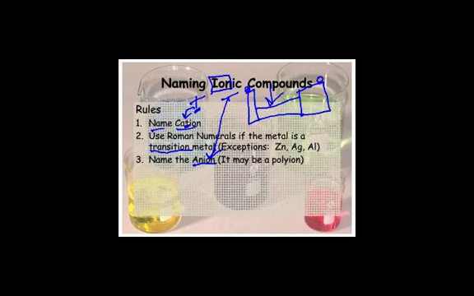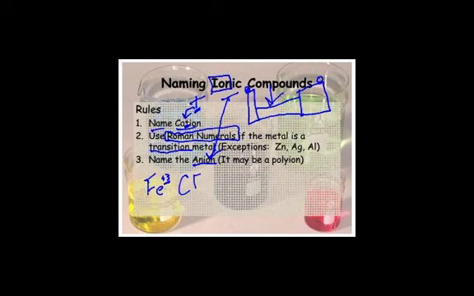Exactly. Very often those have more than one possible charge, which is why we have to indicate what those are. What does the Roman numeral indicate? The Roman numeral indicates the charge. It does not indicate how many of them there are in the compound. Iron(III) chloride does not have 3 ions. No, iron(III) chloride means iron has a plus 3 charge. So let's take a look at that.